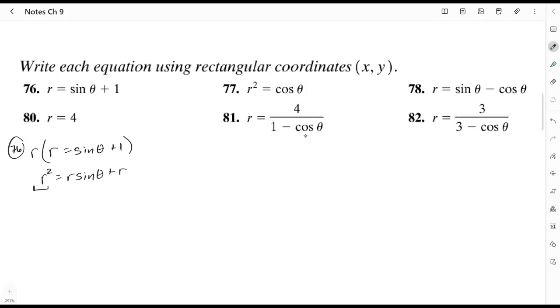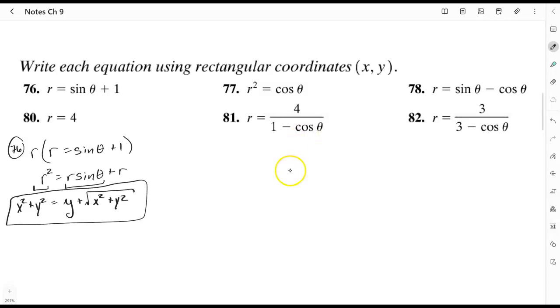We know r squared is the same thing as x squared plus y squared. We know r sine of theta is equal to y. And we know r is the square root of x squared plus y squared. So there's our rectangular form.